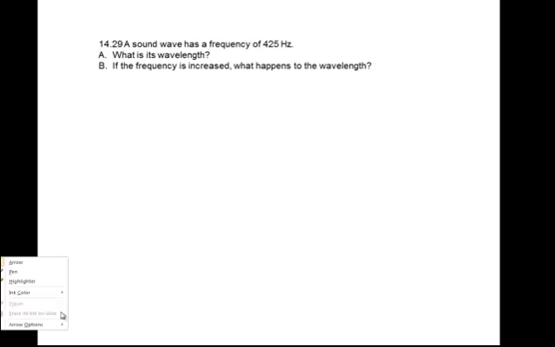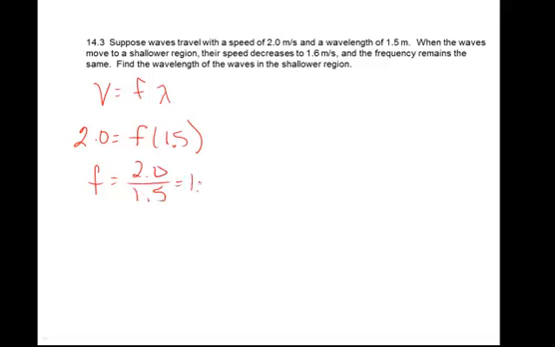So we are going to use the equation velocity equals frequency times wavelength. I'm going to plug in my velocity and I'm going to solve for the frequency. So for frequency, 2 divided by 1.5, that's going to give us 1.3 hertz. Now the frequency is going to remain the same, so when I go to the shallow region, I'm going to use the same equation. It says my speed decreases to 1.6. The frequency is 1.3, and I'm going to find my wavelength.